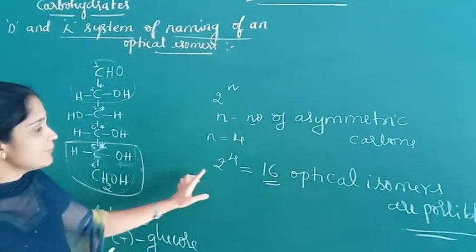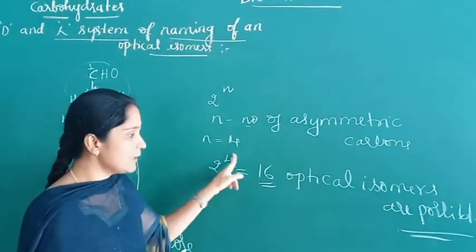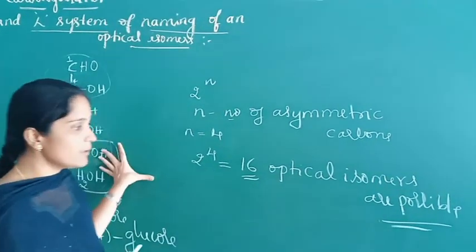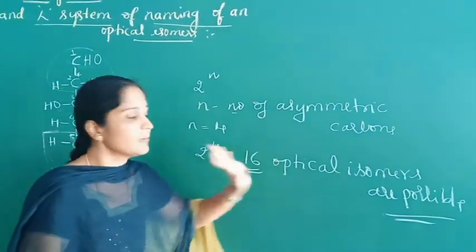Therefore 2 to the power of 4 equals 16. Therefore in glucose, 16 optical isomers are possible.